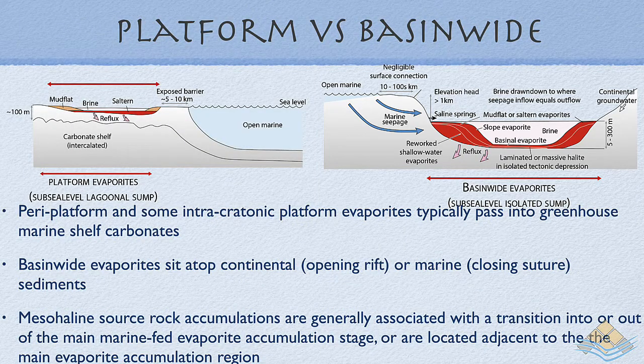Platform evaporites typify greenhouse mode climate and the associated greenhouse eustacy, times when we did not have the high amplitude, high frequency fluctuations that we see in our current ice age or in past icehouse mode climatic associations. The basin-wide settings have particular tectonic associations.